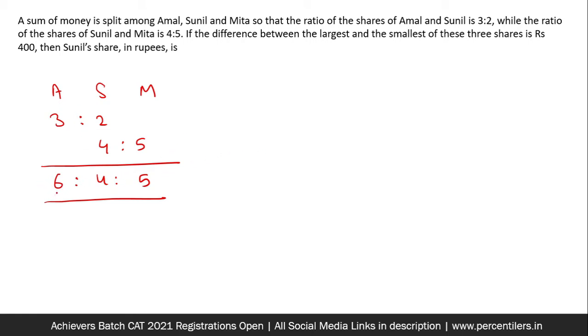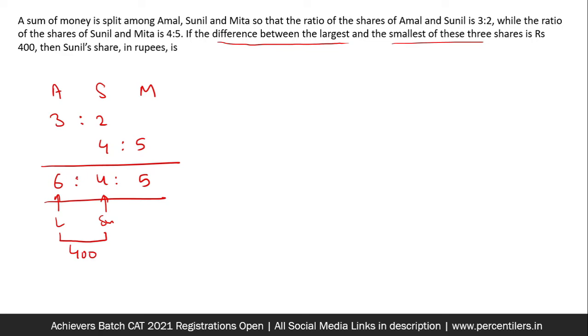So we have the compounded ratio of the amounts with Amal, Sunil, and Mita together in one ratio. So they now say that the difference between the largest and the smallest of the three. So largest is this, smallest is this. Okay, and the difference is 400.